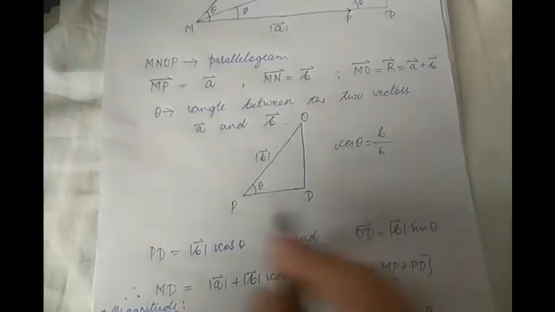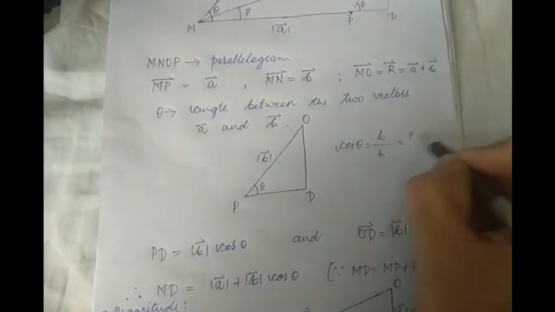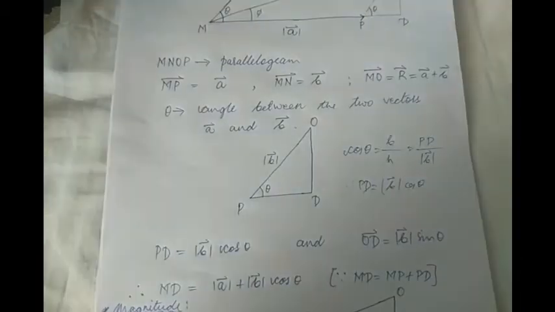Okay, so the base in this triangle is PD, and PO is the hypotenuse. So the hypotenuse is the modulus of P. Therefore, what is PD? PD is B cos theta. This is how you get it. So PD is B cos theta, remember.